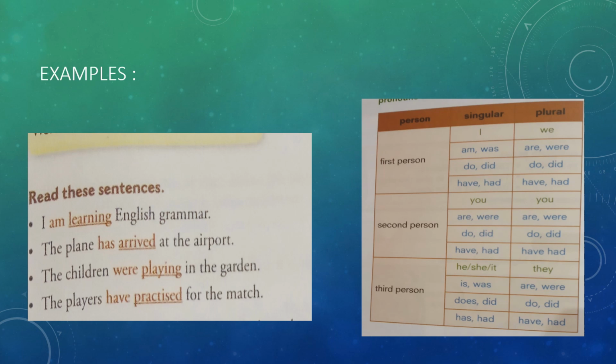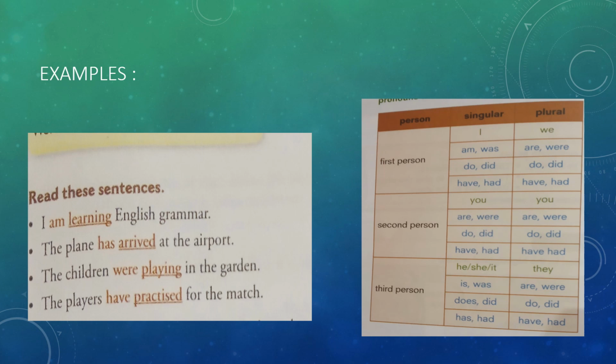See, on the first page I have given 4 examples. I am learning English grammar. In this sentence, I is the subject, am is a helping verb, learning is the main verb. I is singular, so I am learning. Next, the plane has arrived at the airport. The plane is singular, so you have to use has arrived.